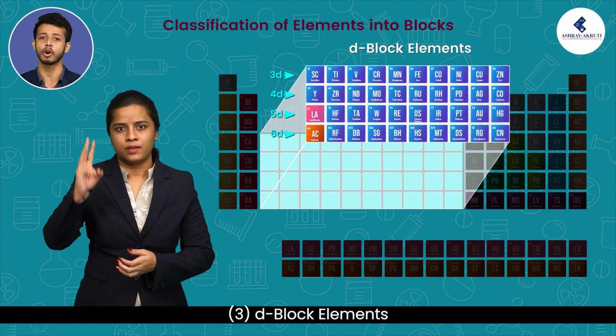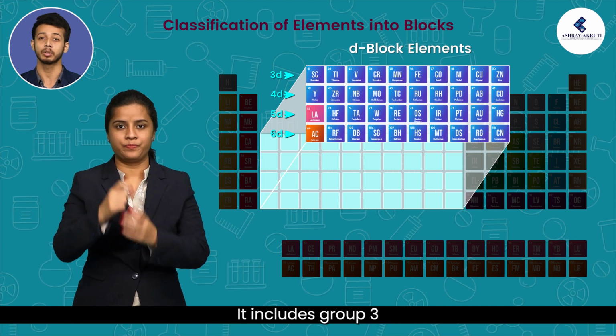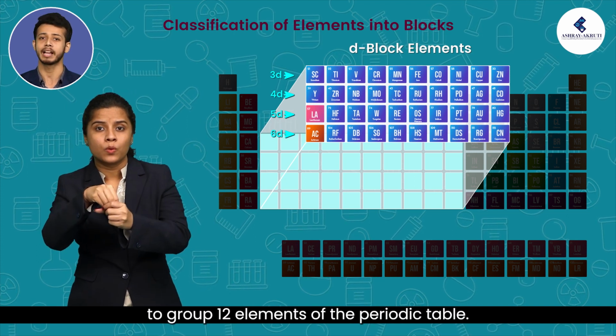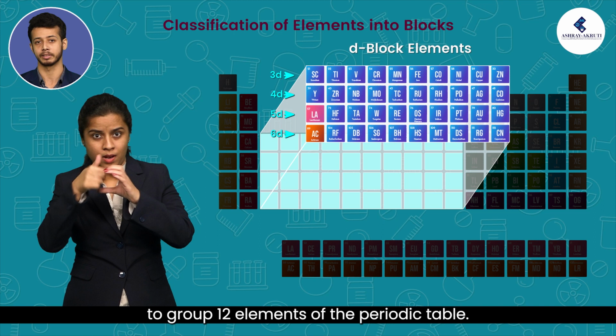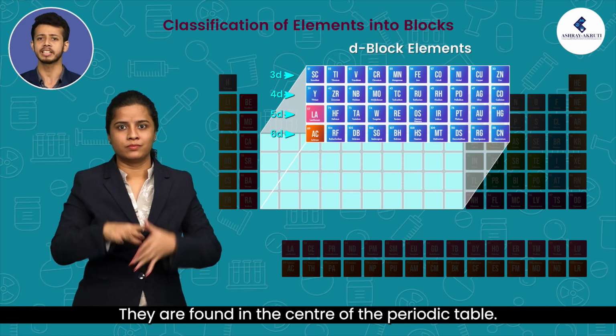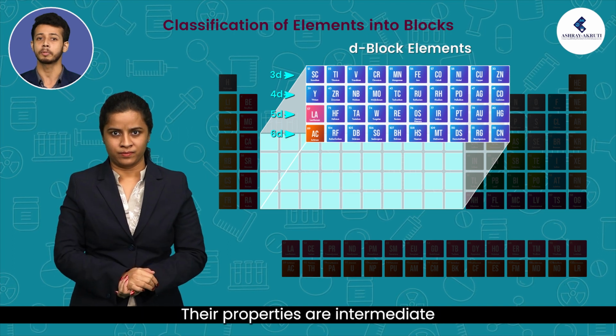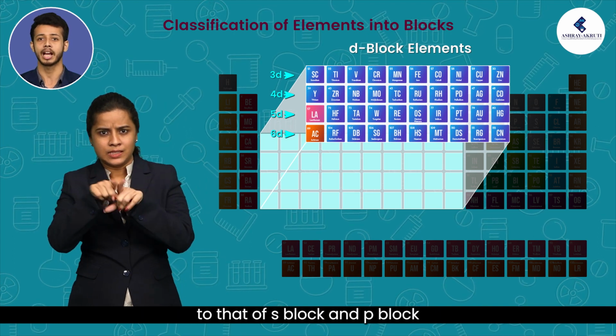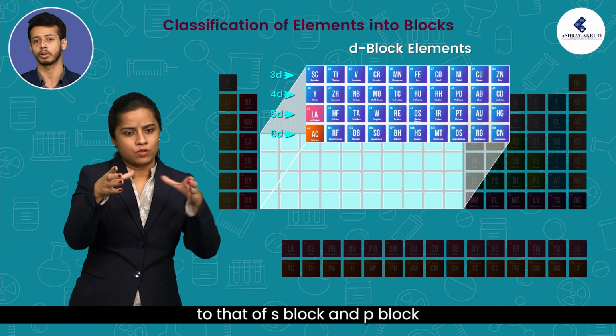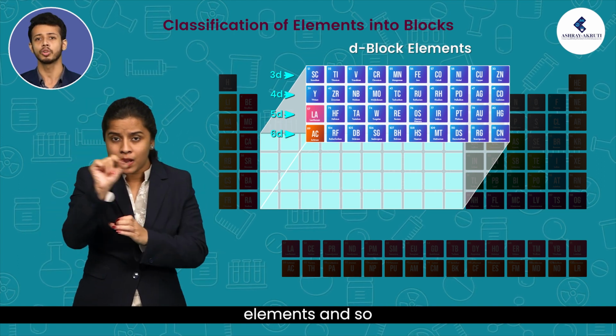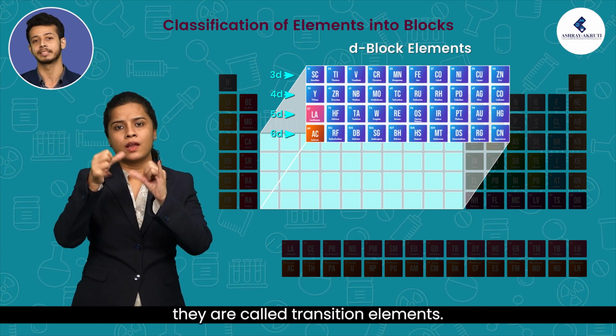Number 3. d block elements. It includes group 3 to group 12 elements of the periodic table. They are found in the center of the periodic table. Their properties are intermediate to that of s block and p block elements, and so they are called transition elements.